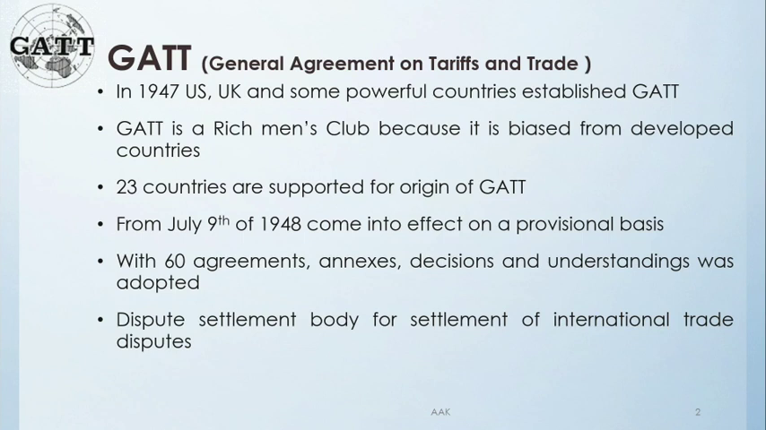At the time of establishment, GATT included 60 agreements and understandings regarding international trade. A dispute settlement body was established to overcome international trade disputes. But GATT was also criticized as a rich men's club because it worked with a bias toward developed countries.